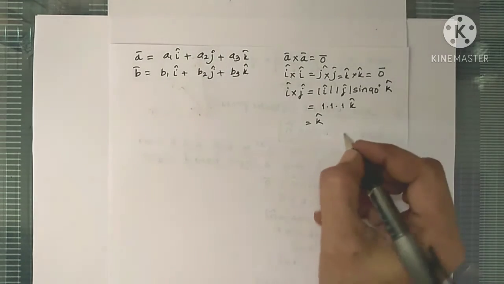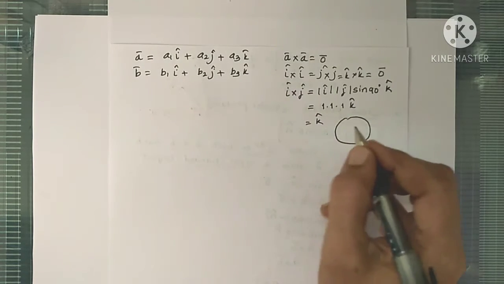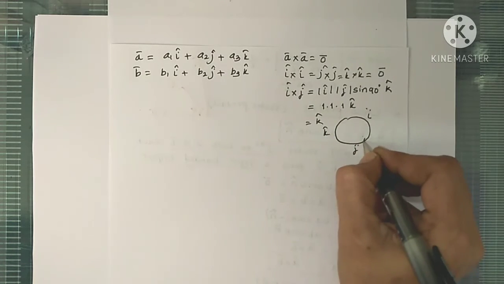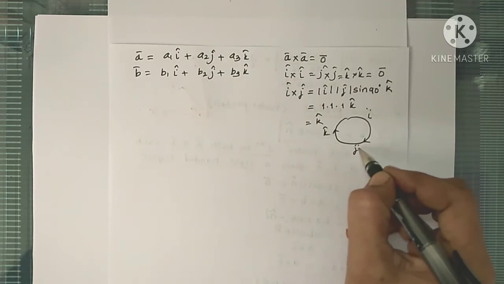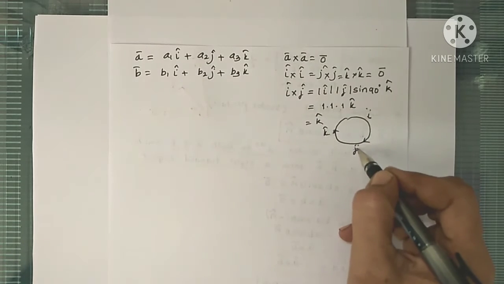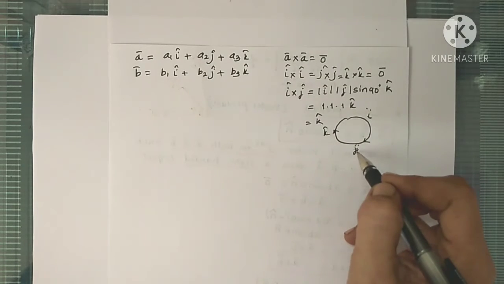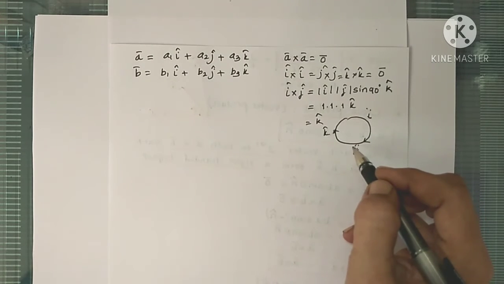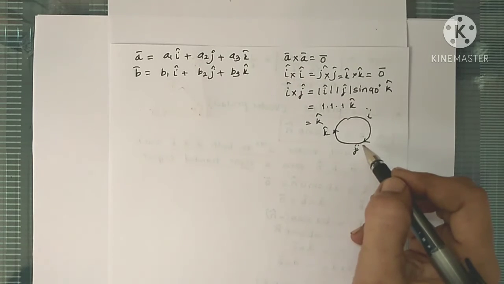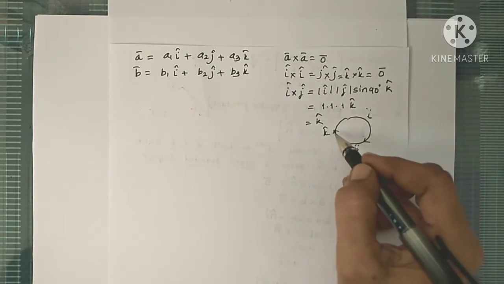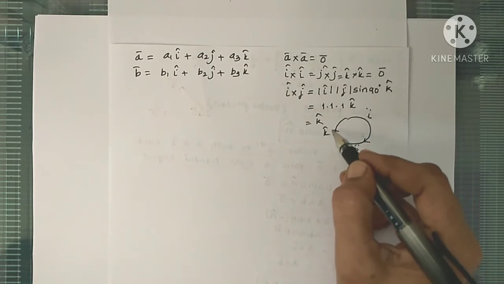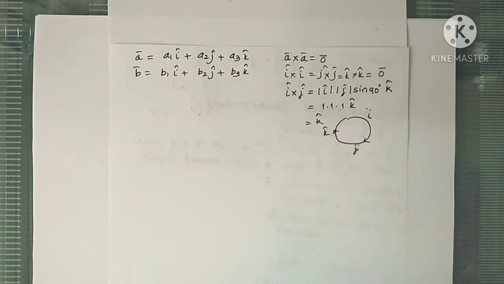So we can remember this like this. If I consider this circle i, j, k, and if I consider this direction, then i cross j is k, j cross k is i, and k cross i is j, as we are moving along the same direction. But if the direction changes, for example, if I write k cross j, so I have to move now anti-clockwise. So in that case, k cross j is minus i. So if I take i cross k, again we have to move anti-clockwise. So i cross k is also minus j.